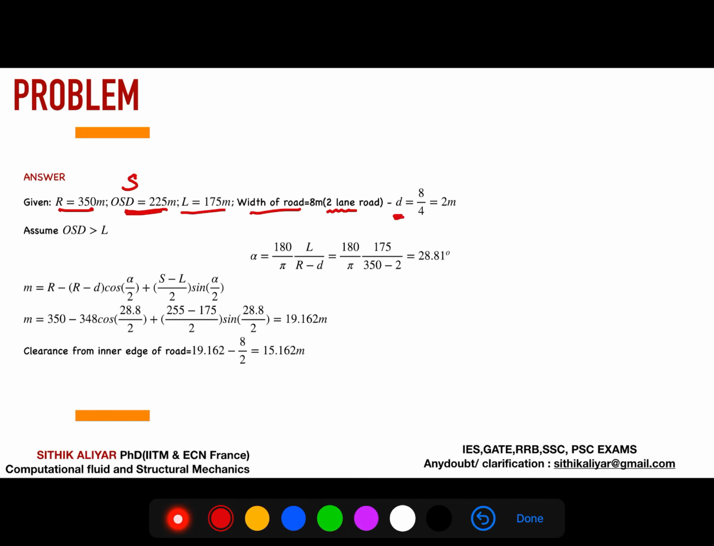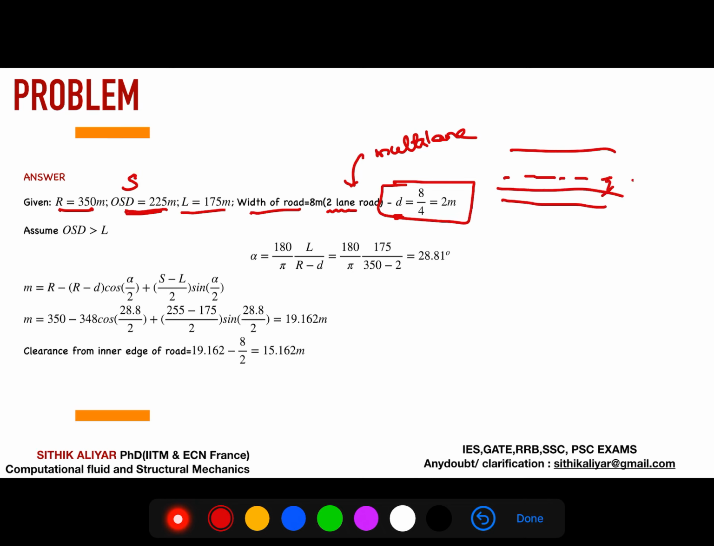The length is 175 meter, width of the road is 8 meter, so we can assume it as a two lane road, and we know the formula D divided by 4. I have shown in the previous problems the D, the inner clearance distance, we can take it as 8 by 4. Since it is a two lane road, we can also assume it as a multi-lane road formula we are going to use. I hope you know this. I have drawn this figure so many times. This you can say as D by 4, sorry, total width divided by 4, which will be the D value. We can even see S is greater than L. So the step 1 will be to find the alpha value of our case.